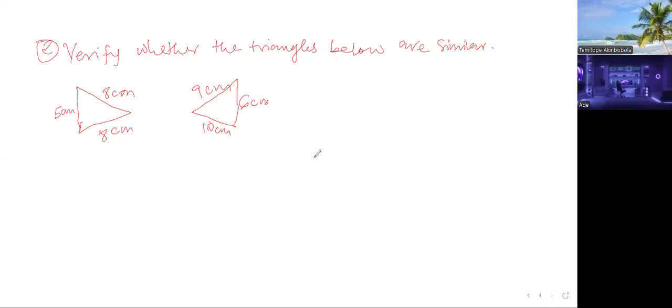So you have to verify whether these triangles are similar. Okay, it's better now. Don't worry. So we have 10 minutes left.